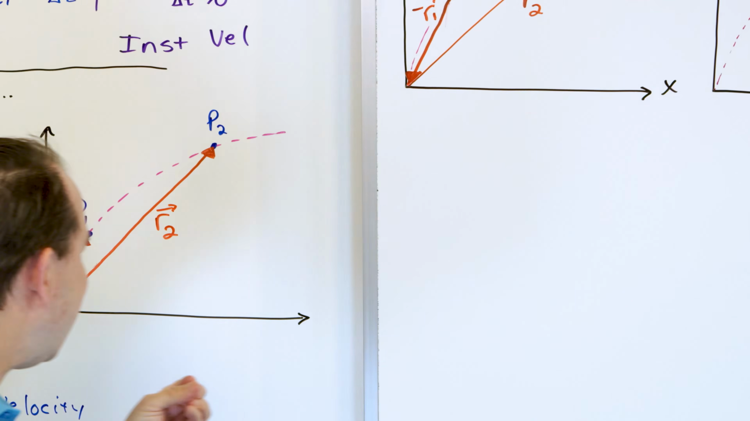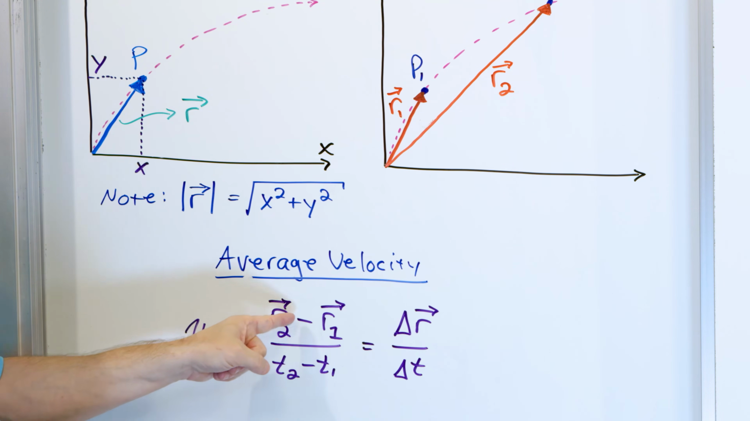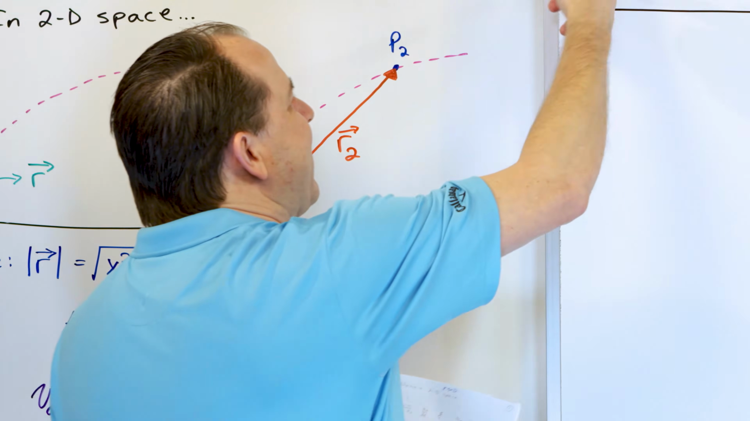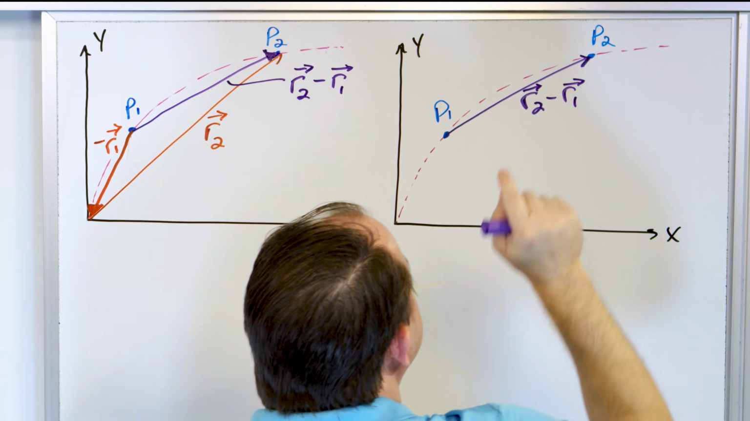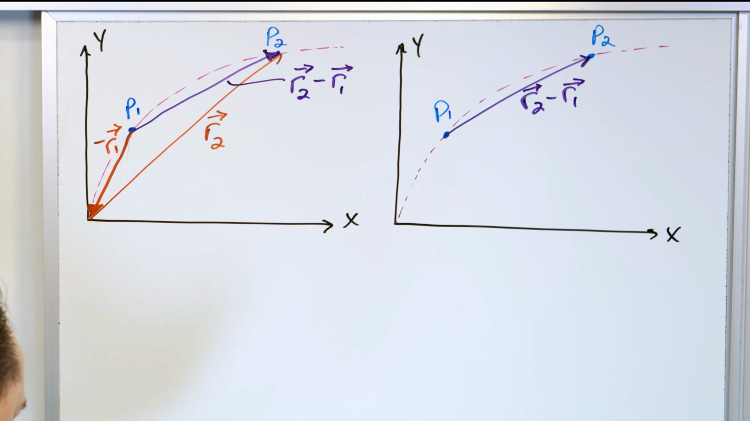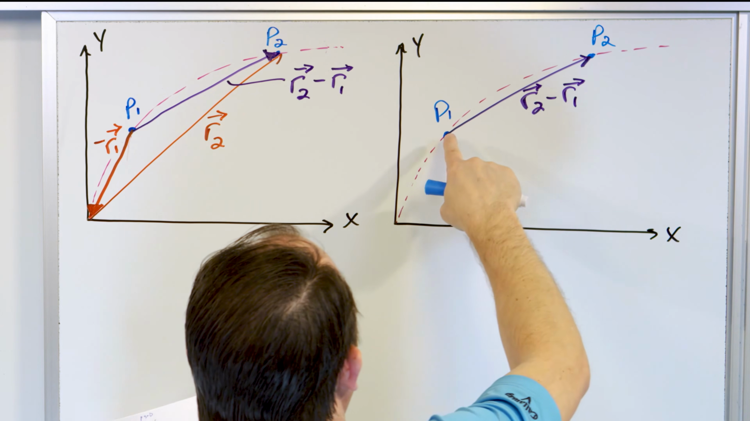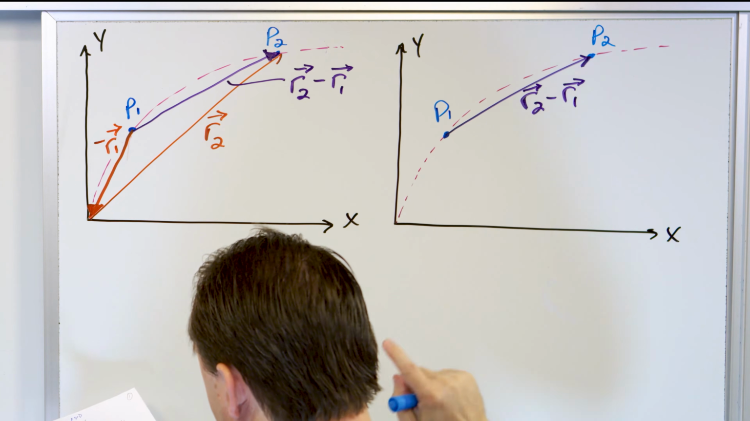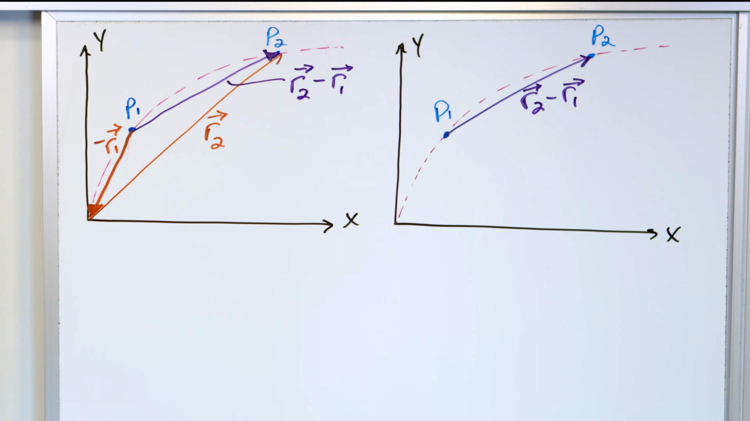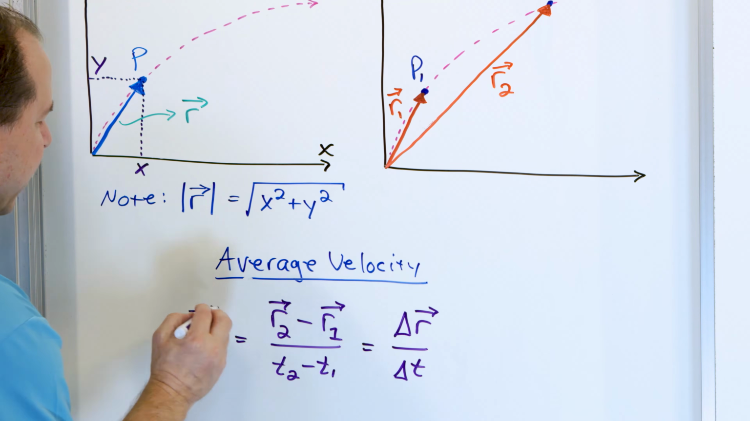But I wanted to tie it into the definition of average velocity and show you that when you take R2 minus R1, and then you flip that one around and you add them, what you get is the resultant that goes from start to finish, like this. All right, so the displacement vector points from P1 to P2, and it's called R2 vector minus R1 vector.